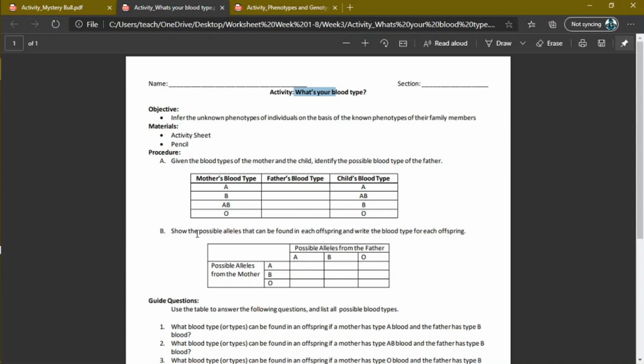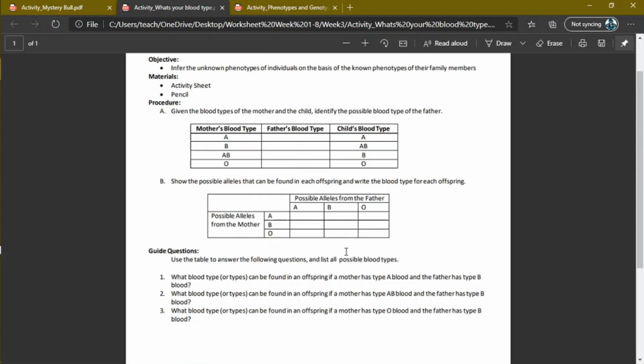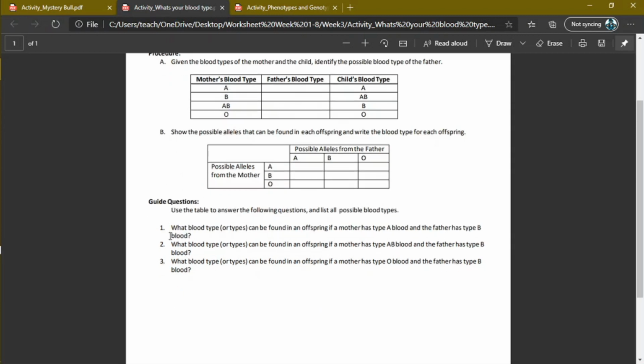Next, for problem B, you are going to show the possible outcome that can be found in each offspring and write the blood type for each offspring. So you are going to complete this table. After doing the first and the second problem, you are going to answer guide questions 1 to 3.